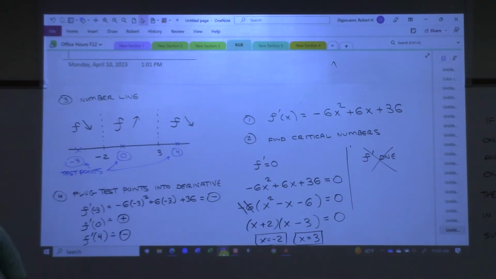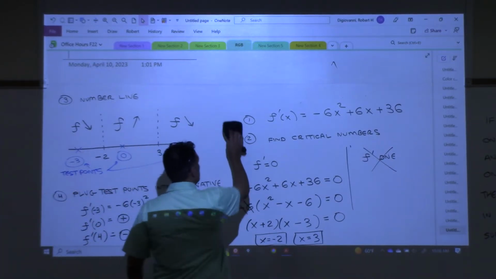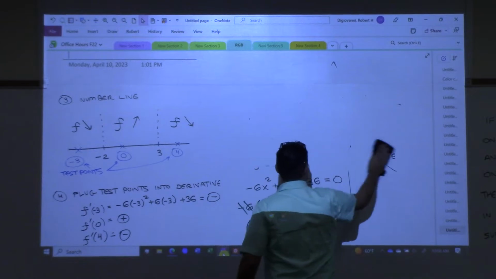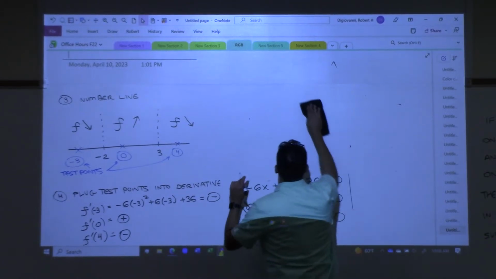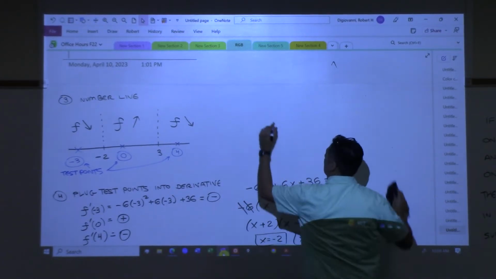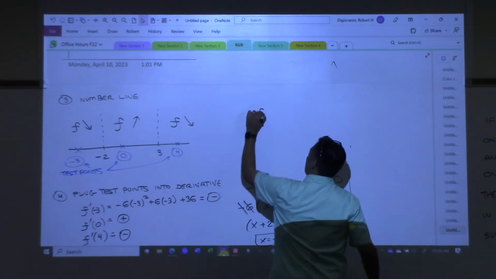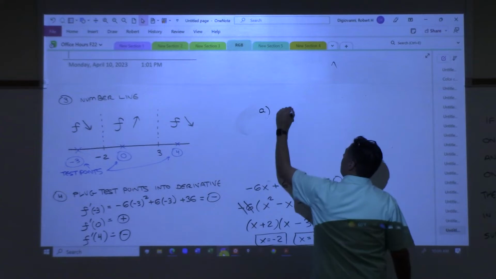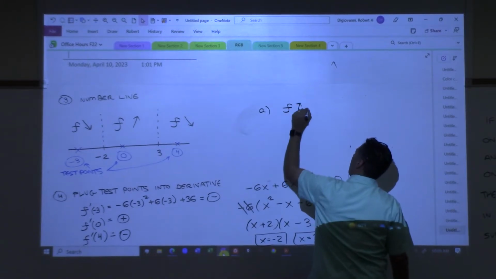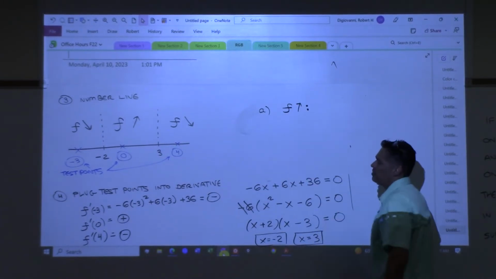So let me answer part A. For part A, I was asking for what? Where's it going up, right? So now I'm answering questions. So part A, that's not A, that's a 1. Part A, I wanted to know where the function was going up, right? So I'll put a colon here. Let me tell you where it's going up.